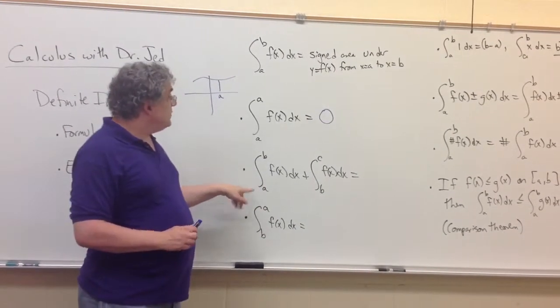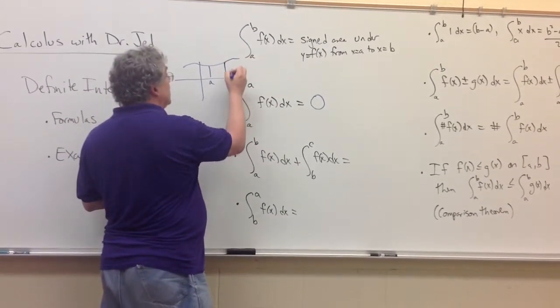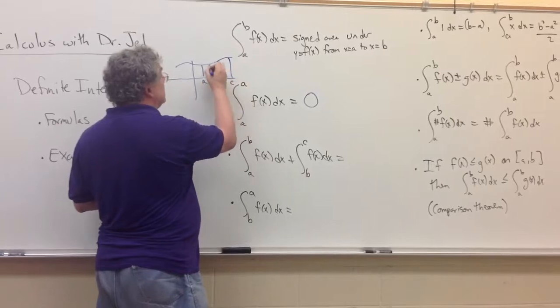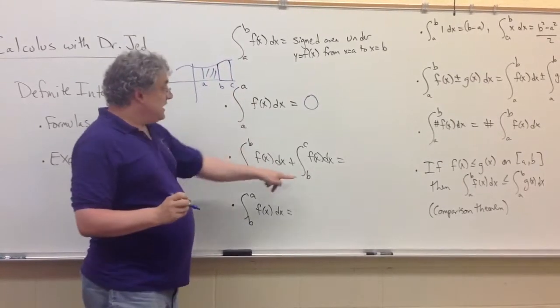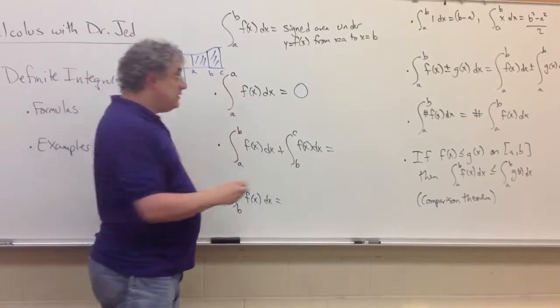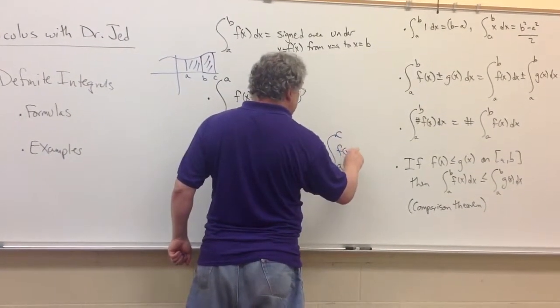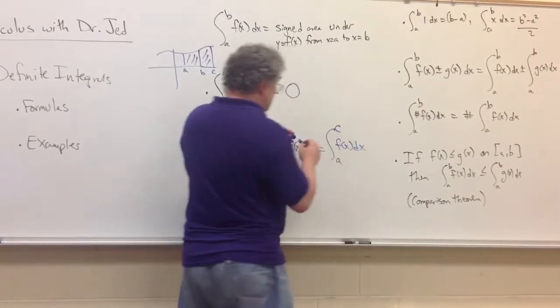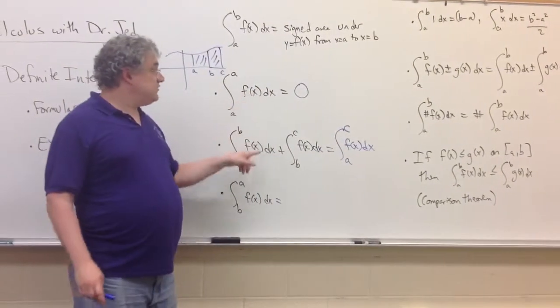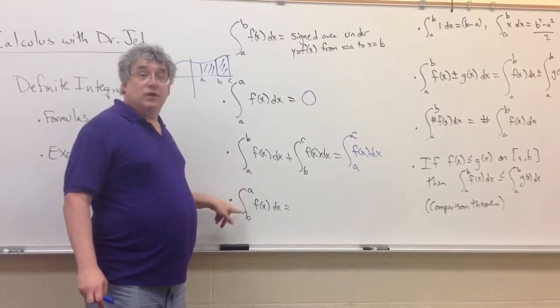On the other hand, suppose I go from a to b, and then I go from b to c. So I've got the area from a to b, and I add on the area from b to c. What do I have? I've got the entire area from a to c. These are useful.